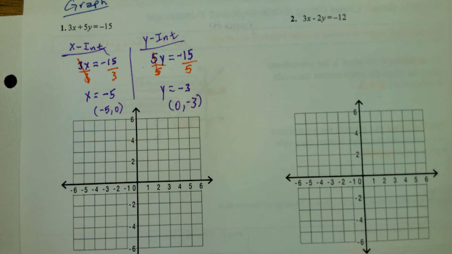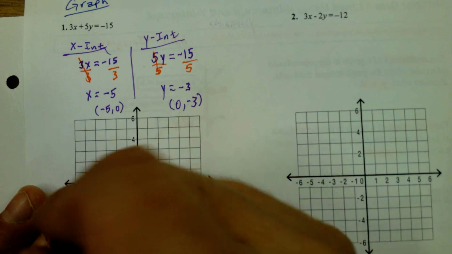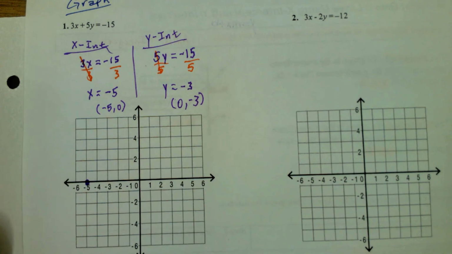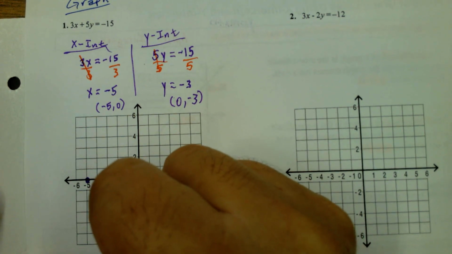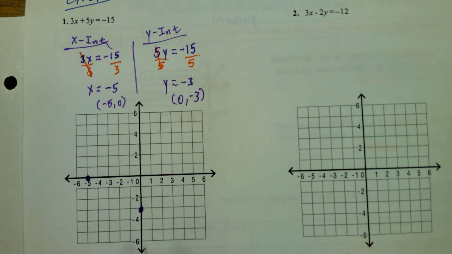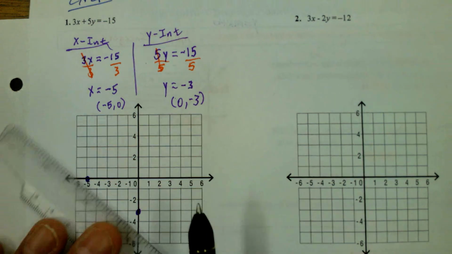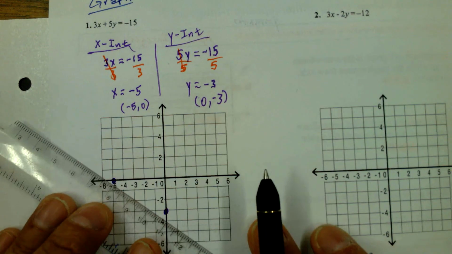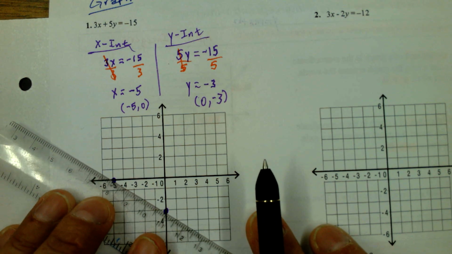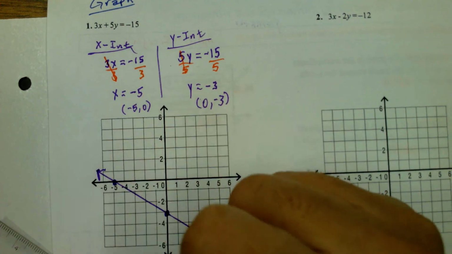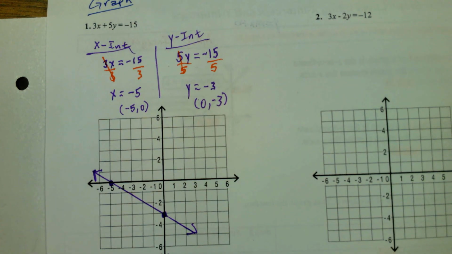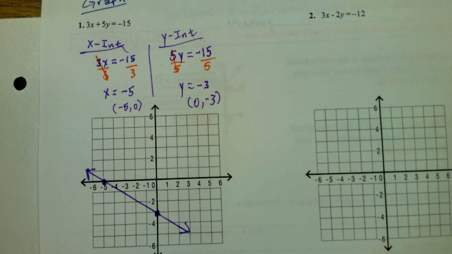So let's find those 2 points, negative 5, 0, and 0, negative 3. Negative 5, 0 is right there, and 0, negative 3 is here. So we found the x-intercept and the y-intercept. All we need are 2 points to make the line. And here we are. So with this method, we don't have to worry about slope or anything like that. Okay? Any questions? Not too bad, right?